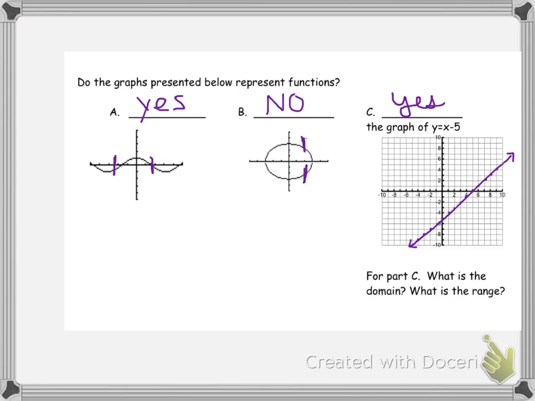Remember, domain relates to x values, so we're going to look to the left and look to the right. This goes to the left forever, it goes to the right forever. The domain is all real numbers. We can abbreviate that with that funny looking R. The range, remember, range relates to y values. Those go up and down. If we look, this line goes down forever. It also goes up forever. So the range is also all real numbers.